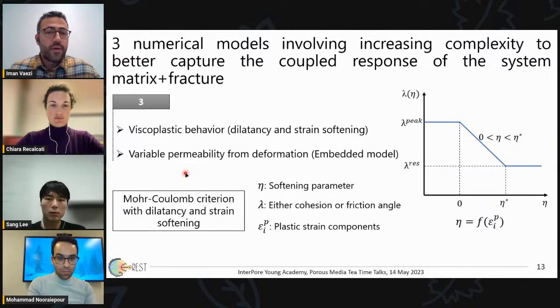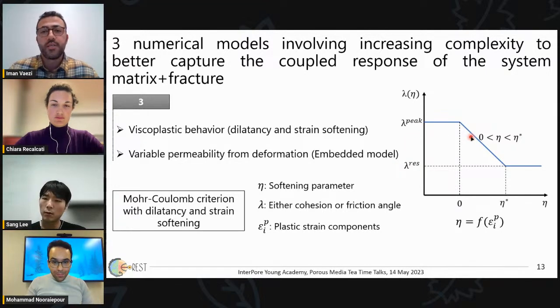To account for permeability enhancement induced by dilatancy due to the shear slip of the fracture, we use a viscoplastic constitutive law that includes dilatancy and strain softening in the third model. Here, lambda represents either cohesion or friction angle. Eta is a function of plastic strain and can reduce peak strength until the residual strength. Eta star is a value of the softening parameter controlling the transition between the softening and the residual stage.